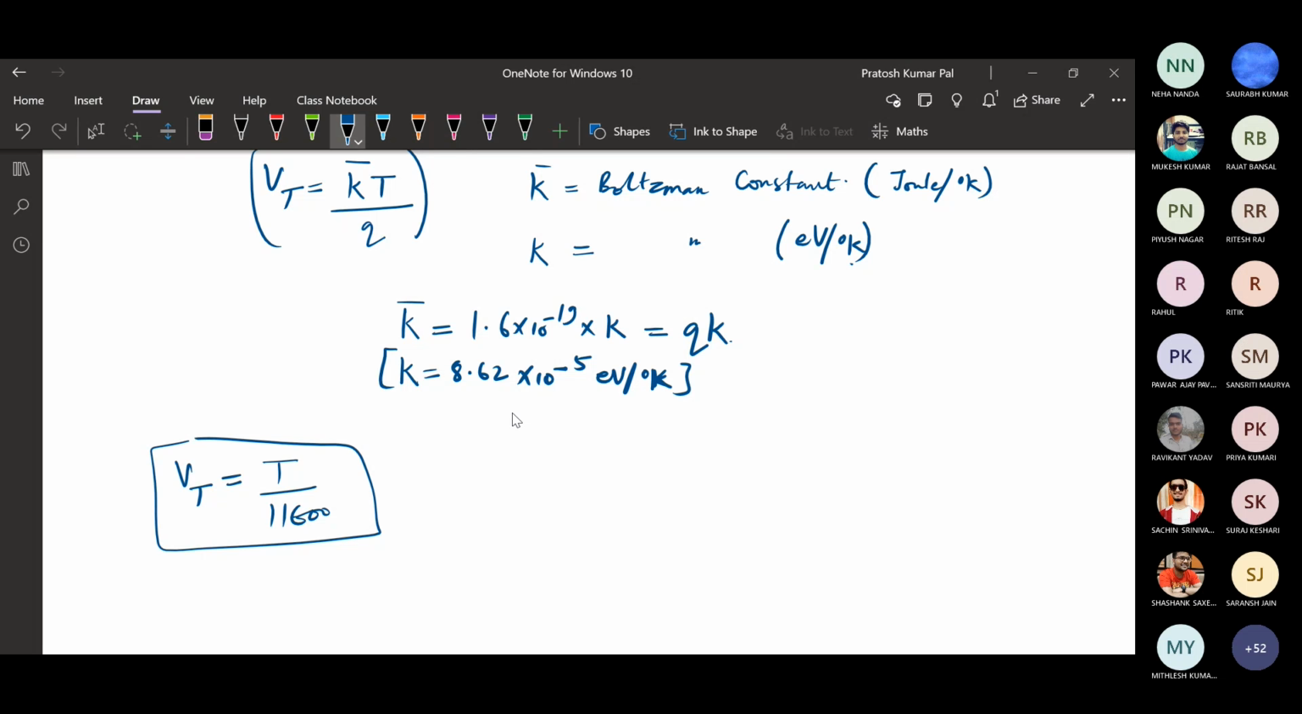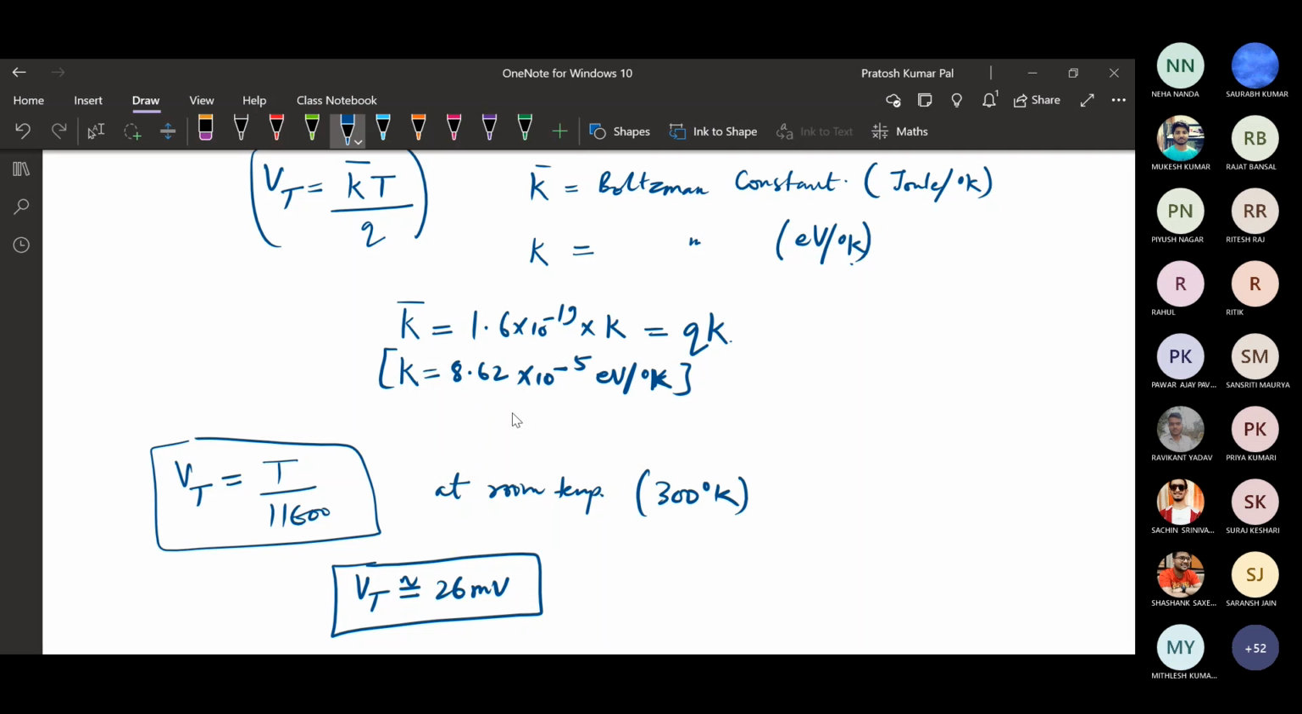That means Vt is directly proportional to temperature. Also, at room temperature, this Vt value is equivalent to 26 millivolt. In numerical questions, if this Vt is used, it is mostly asked at room temperature only. Room temperature is 300 degree Kelvin. So at 300 degree Kelvin, the Vt value is 26 millivolt.